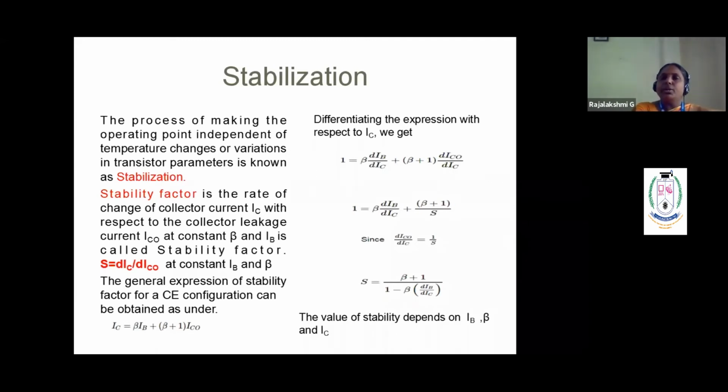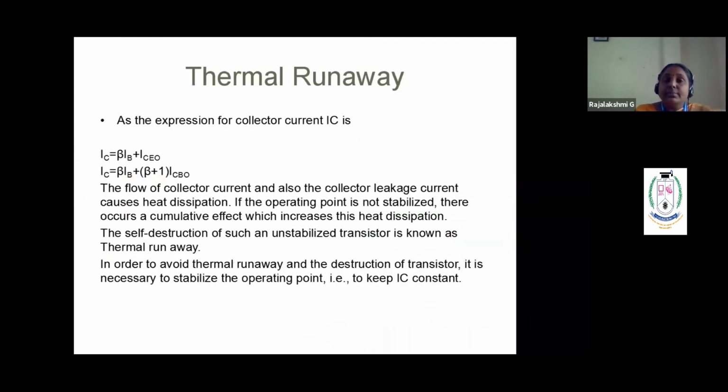So normally in 2 mark questions, it will be asked what is stabilization, or what is the stability factor, what is the operating point and all. Next is the thermal runaway problem. Here also the same equation is written: IC is equal to beta IB plus (beta plus 1) into ICBO.